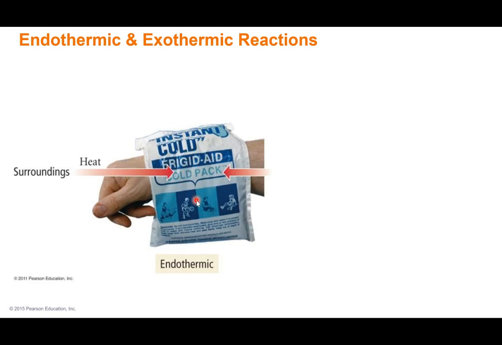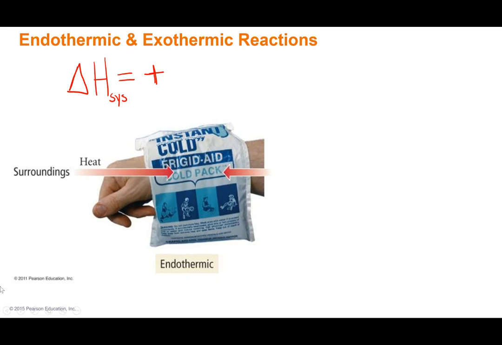That's endothermic. What do we observe in the surroundings? Well, it feels cold. That's what we observe. In an endothermic reaction, heat is entering into the system. So if we look at the change in enthalpy for the system, for the cold pack, heat is entering the system, so it would be a positive number. The change in enthalpy would go up. So positive 90 joules, for example. Okay, that's an endothermic reaction.